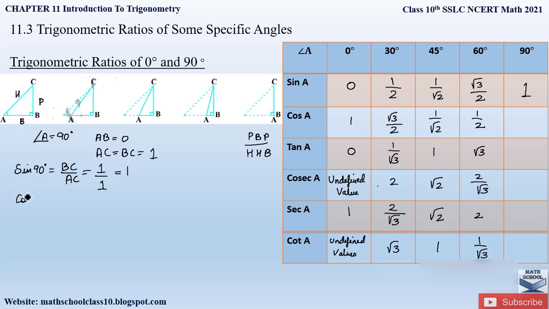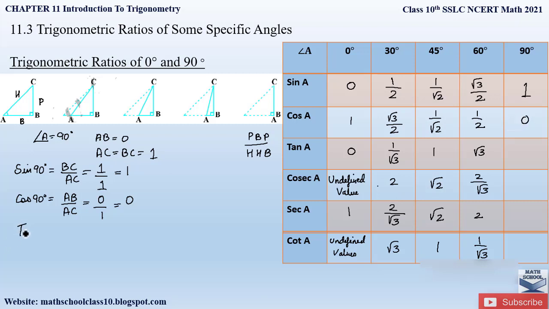Similarly, we will find out cos 90 degrees. So cos 90 is given by base by hypotenuse, where base is AB and hypotenuse is AC. Again the base AB is 0 and hypotenuse is 1. So what is 0 divided by 1? It is nothing but 0. So cos 90 degrees will be 0.